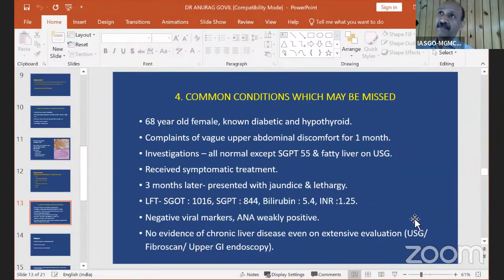We do an extensive test battery on her. Negative viral markers, all autoimmune markers, no chronic liver disease. We also did ultrasound, fibroscan, endoscopy. Everything that you can think of, we've done on her. There is no diagnosis available.